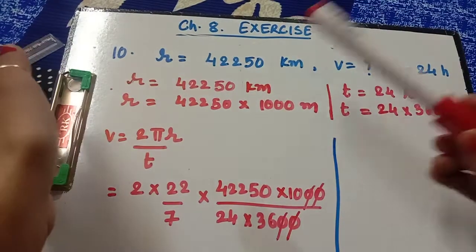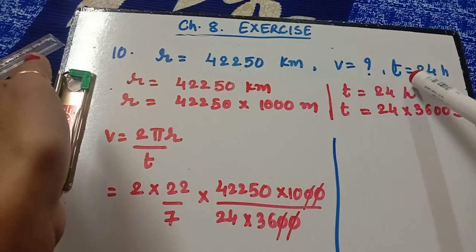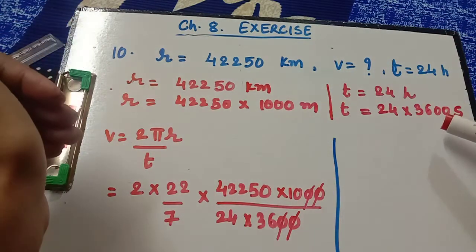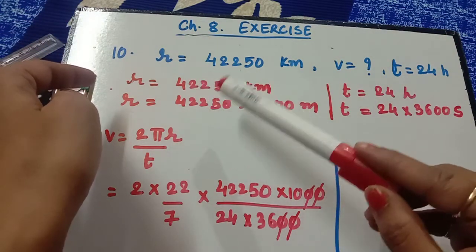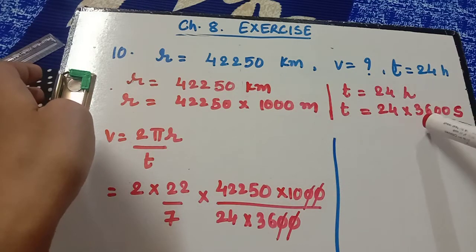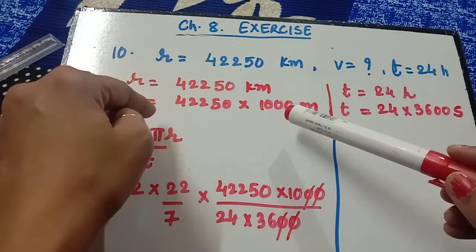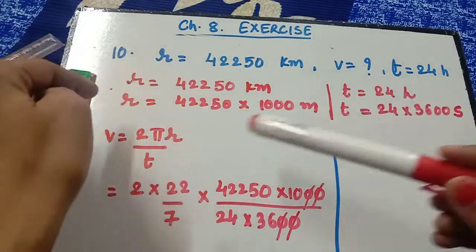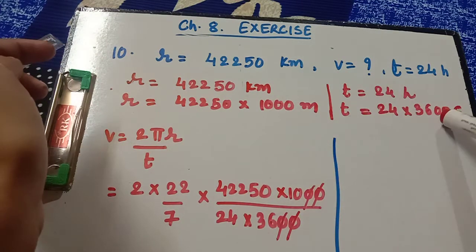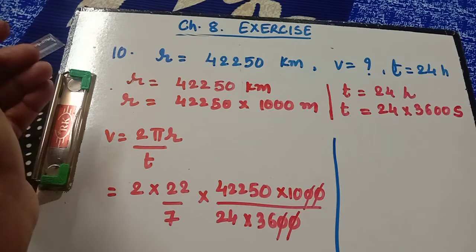We have r as 42250 kilometers. We have to find out v. T is 24 hours, so convert this kilometer to meters and the time into seconds. So 42250 into 1000 meters, and you have to convert 24 hours into 24 into 60 into 60 seconds. We are not multiplying it out, because when we put it in the formula it is easy to cancel and easy to solve. Moreover, we have to cancel the numbers, so I am keeping it as it is.